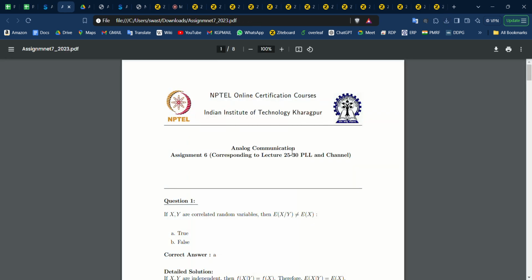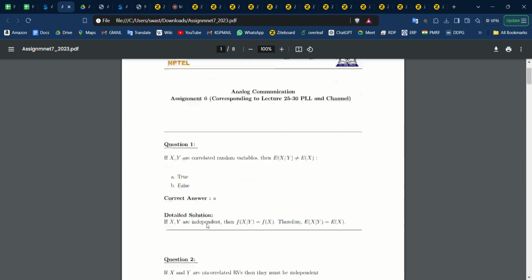For assignment 7, we will start with the first problem. The first problem states that x and y are correlated random variables. Then the expectation of x given y is not equal to the expectation of x. Is it true or is it false? So please focus on question number 1. The expectation of x given y is not equal to the expectation of x, where x and y are correlated random variables. Is it true or is it false?